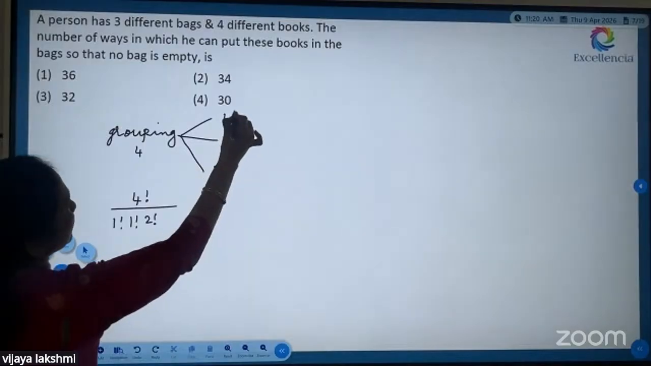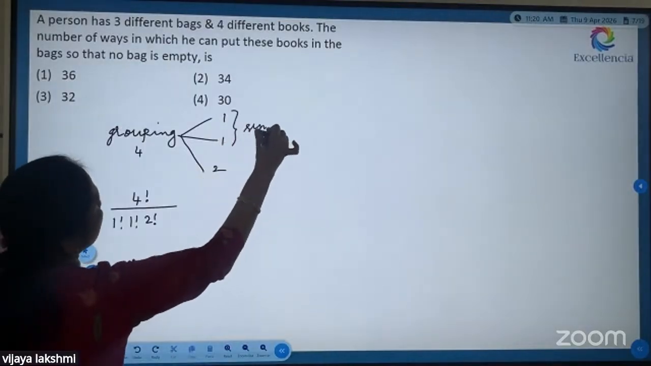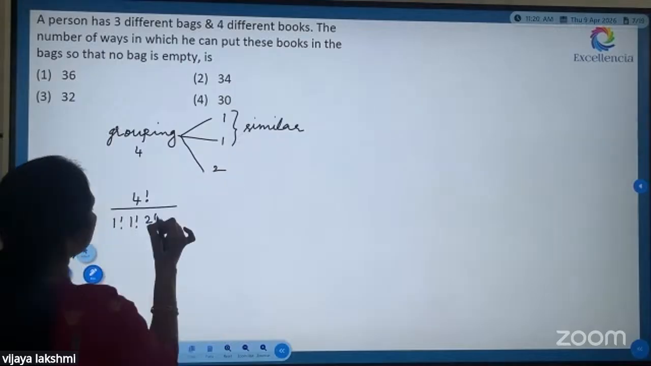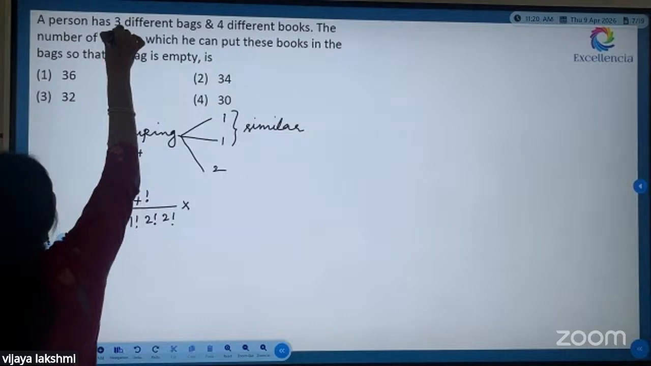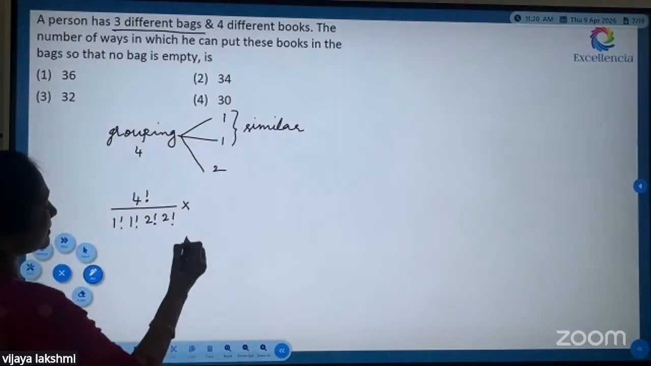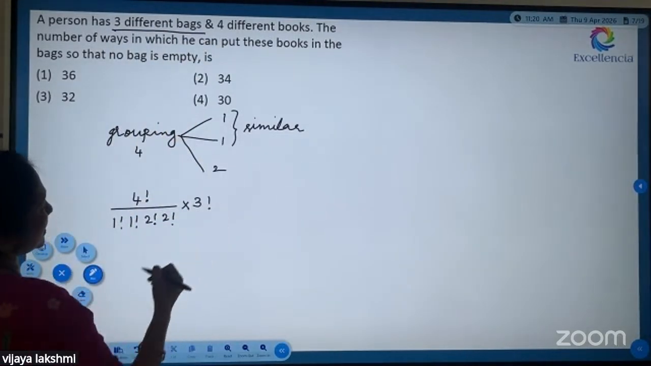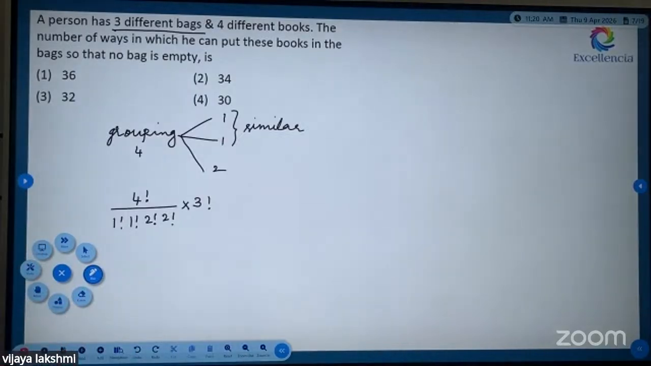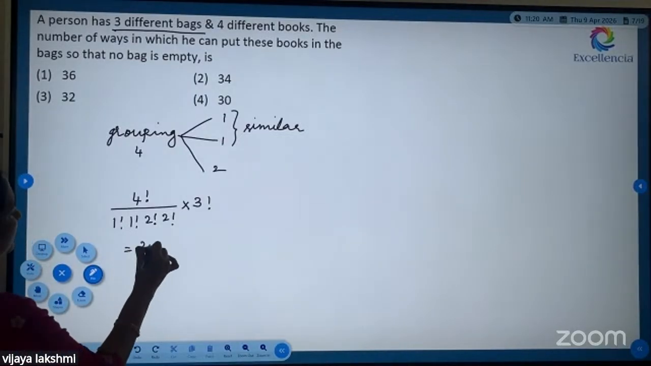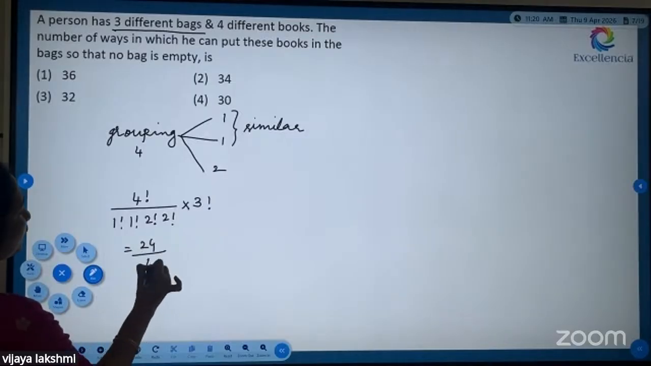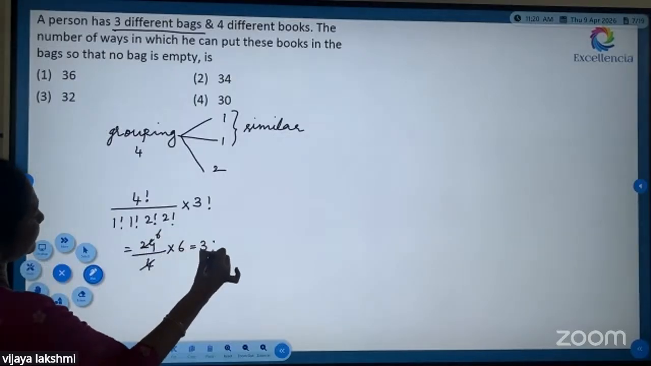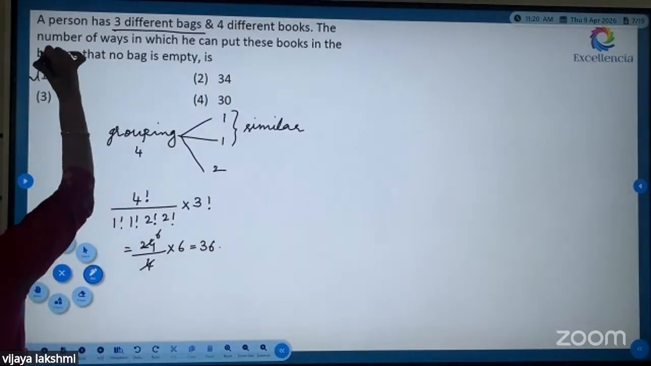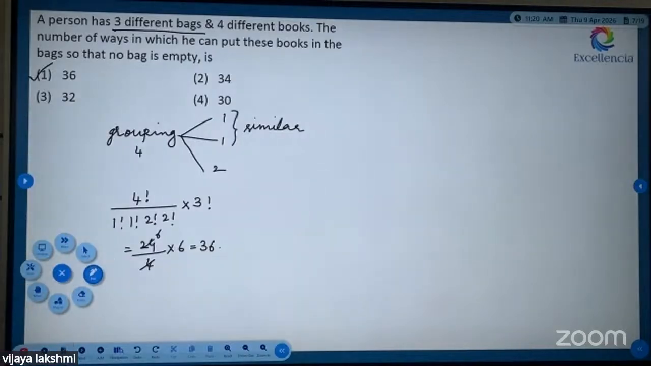But 2 of the groups are similar, so we are writing 2 factorial. And among the 3 different bags we are distributing, so we multiply by 3 factorial. By simple calculation, 4 factorial is 24, divided by 2 factorial, which is 2, gives 12, and 12 times 3 factorial, which is 6, gives 36. If you have a little bit of an idea about grouping, then you can answer this question very easily.